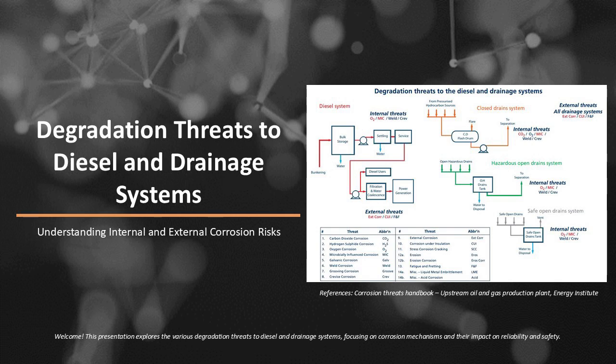Welcome. This presentation explores the various degradation threats to diesel and drainage systems. Understanding internal and external corrosion risks, focusing on corrosion mechanisms and their impact on reliability and safety. This diagram refers to Corrosion Threats Handbook, Upstream Oil and Gas Production Plant by Energy Institute.